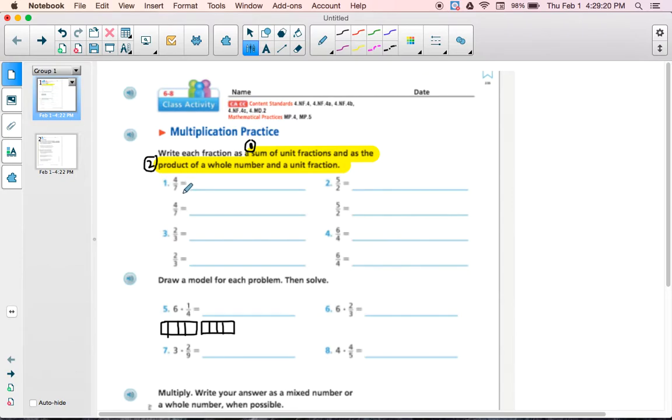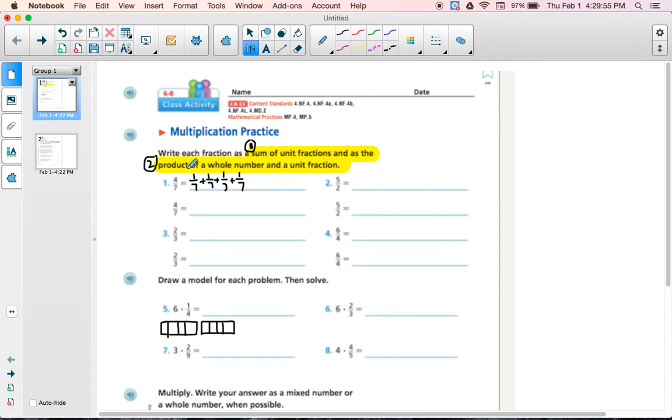Well, this is 4/7. So that's telling me, the numerator is telling me this has 4 1/7 in it. So to write it as a sum, you would write 1/7 plus 1/7 plus 1/7 plus 1/7. Remember, 1/7 is a unit fraction. There's 4 of them. There are 4 1/7 or 4/7.